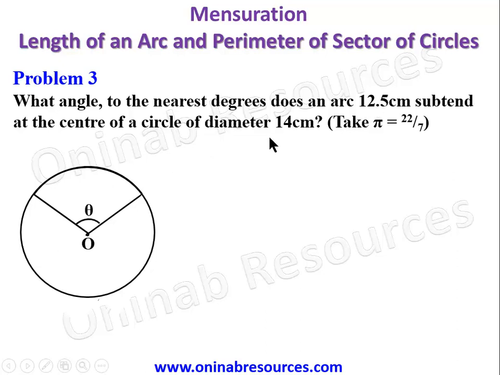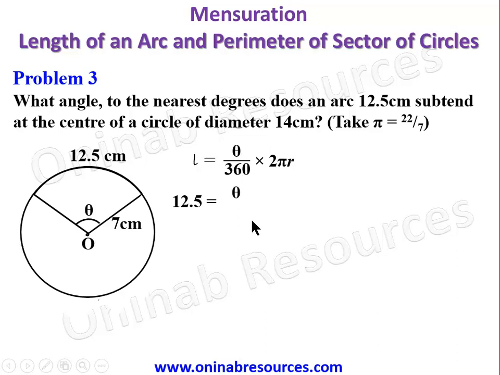We know the length of the arc and the diameter of the circle, and the diameter of the circle is given, the radius is just divide the diameter by 2. That will give us the radius as 7 centimeters, and the length of this arc here is 12.5 centimeters. So from the formula of the length of the arc, we substitute these parameters we have in the diagram. We have the length of the arc to be 12.5 equal to theta over 360.